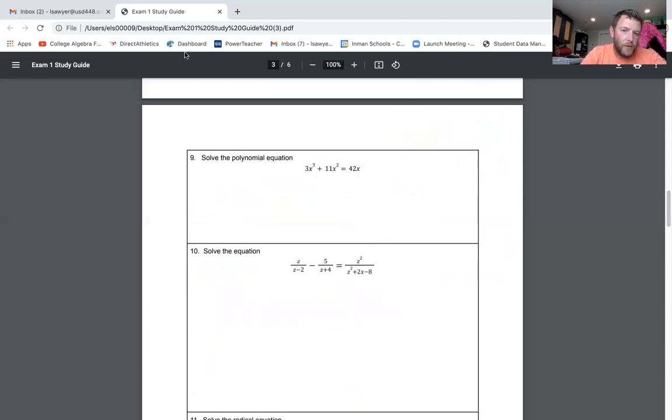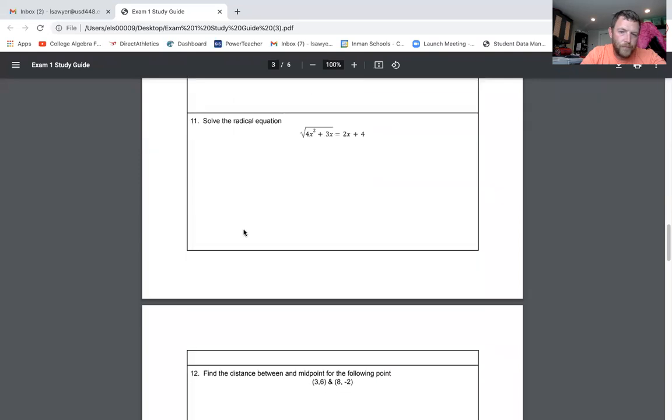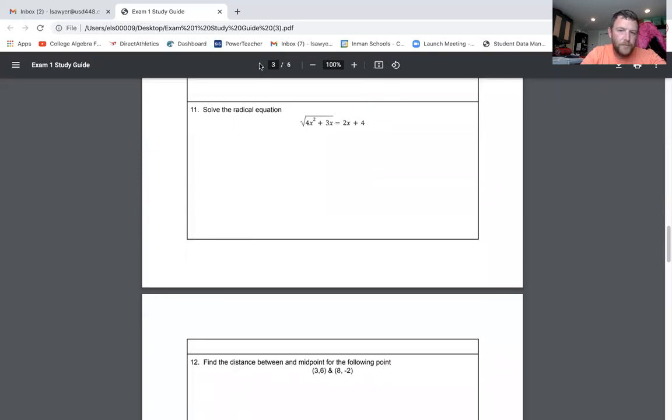All right, number 11. Solve the radical. I believe I changed this one as well to something similar to what you're going to see. So I'm going to square both sides. On the left, I get 4x squared plus 3x. On the right, it's 2x plus 4.